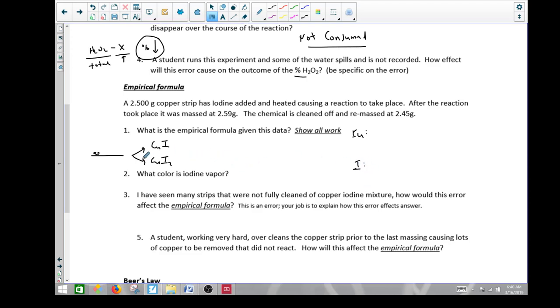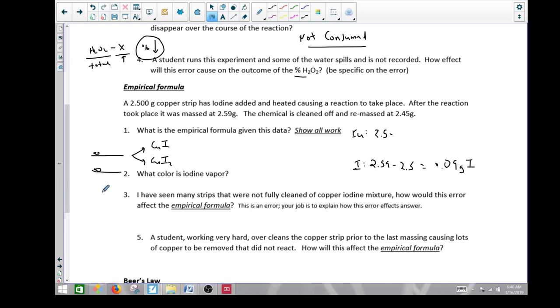So we took this strip and we had the copper on there. This strip weighed 2.5. Then we reacted and it showed that this thing had an additional 0.09 grams of iodine that reacted. So this guy is going to be 2.59 minus 2.5, showing that we have 0.09 grams of iodine on that strip. And then this guy is going to be the 2.5, which was all the copper, minus the iodine that reacted.